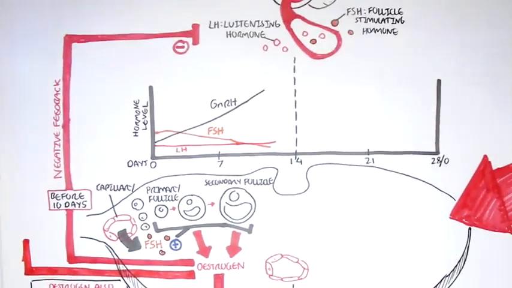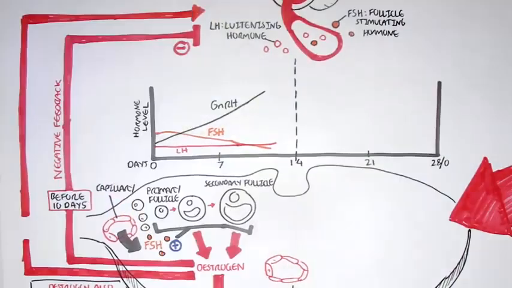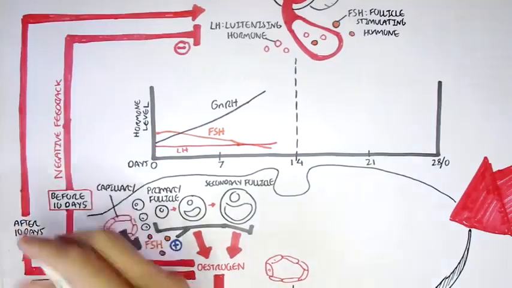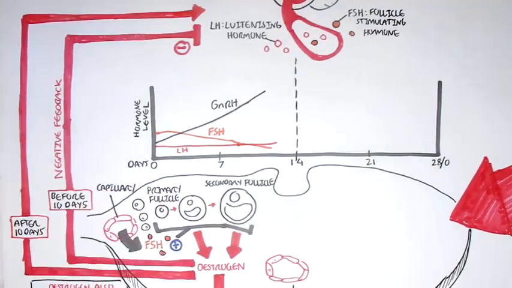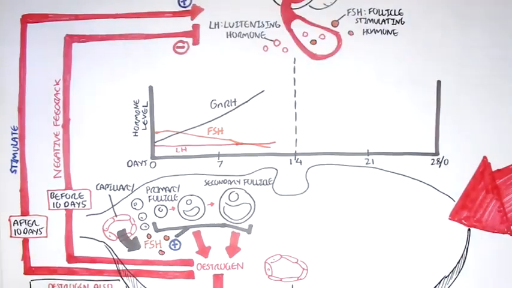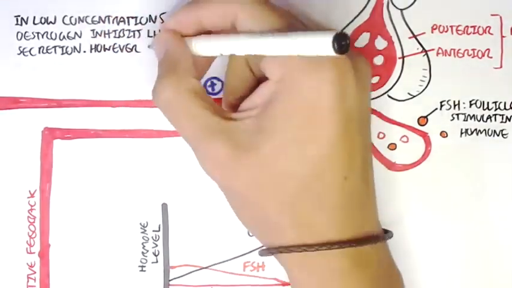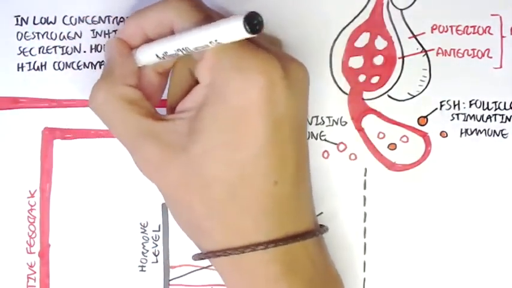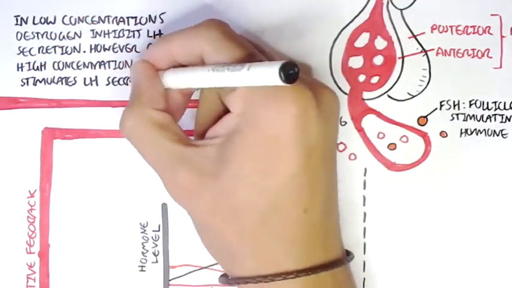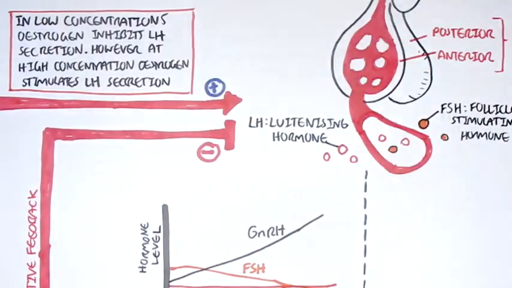Well, after 10 days, estrogen levels will continue to rise as the follicles mature in the ovaries. And as estrogen levels rise, it will have a positive feedback, and it will stimulate the release of luteinizing hormone. So at low concentrations, estrogen will inhibit luteinizing hormone secretion. However, at high concentrations, estrogen will stimulate luteinizing hormone secretion.